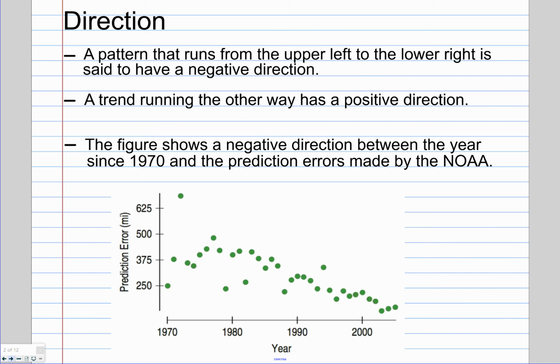All right. So again, if you look at this one, do you see how it's kind of moving from the top left to the bottom right? That would mean it has a negative direction. A negative direction. So if it was moving the other way, bottom left to top right, that would be a positive direction. Think about your algebra class with the slope of a line. That's the idea here. If you remember slope of a line, positive and negative, it's the same idea.